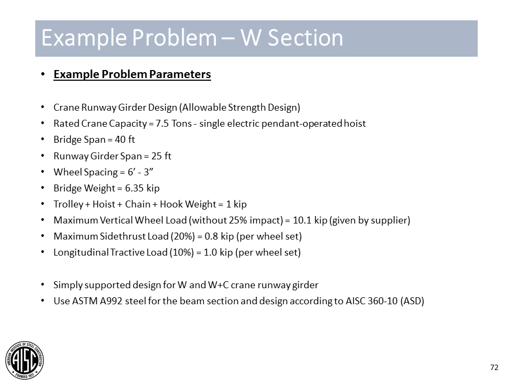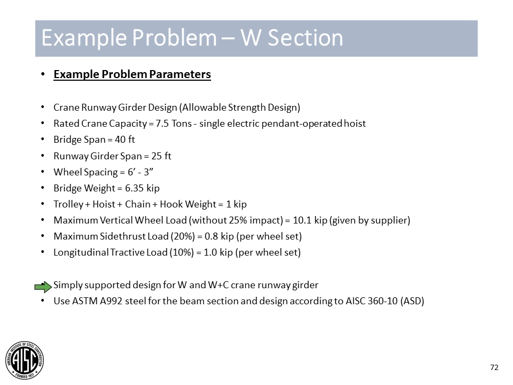The balance of our design criteria: it's a single electric pendant operated hoist. This will tie into our vertical impact factors. The bridge weight was defined by the manufacturer as 6.35 kips. The trolley assembly, as I mentioned, is 1 kip provided by the manufacturer, and then the maximum vertical wheel load is 10.1 kips. This is given by the supplier in this case. And then you can develop your maximum side thrust and longitudinal forces based on the AISC E7 criteria noted earlier.